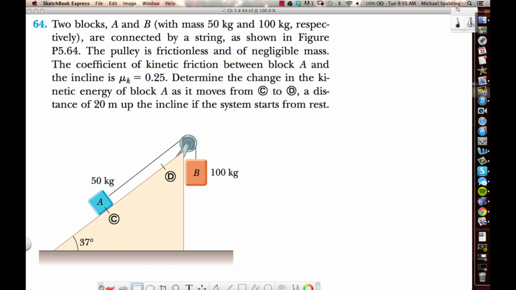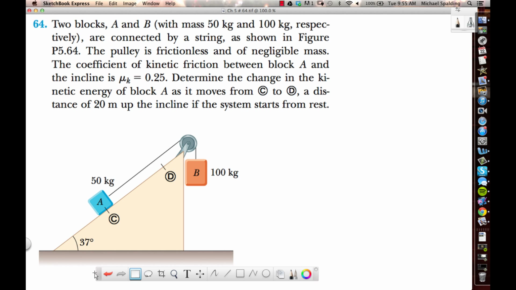All right, so solving this with work and energy. The way the problem's presented, it's a work and energy question because it says here, determine the change in kinetic energy of the block. Kinetic energy was not in Chapter 4. This is purely Chapter 5.